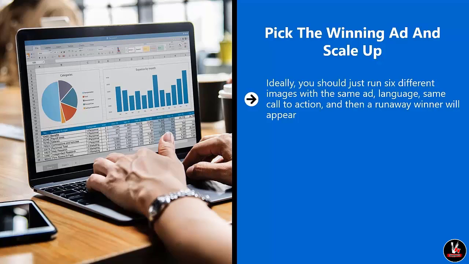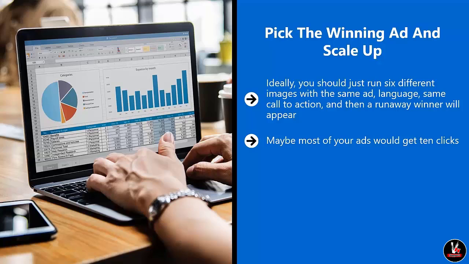Ideally, you should just run 6 different images with the same ad language and same call to action, and then a runaway winner will appear. I'm talking about an ad that just blows all other ads away. Maybe most of your ads would get 10 clicks. This ad got several hundred. That's how you know you have a winner on your hands.